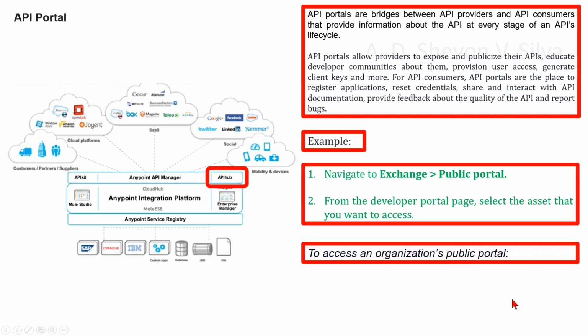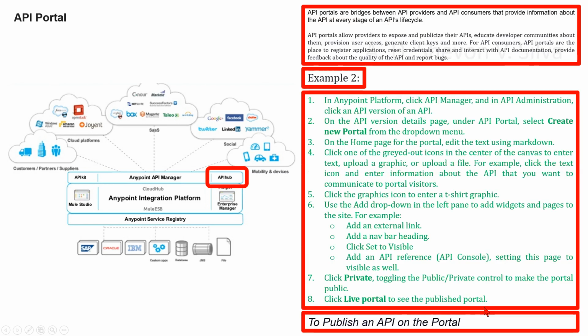As an example, we can consider accessing an organization's public portal. Step 1, navigate to Exchange, then public portal. Step 2, from the developer portal page, select the asset that you want to access. As example 2, we can consider publishing an API on the portal.